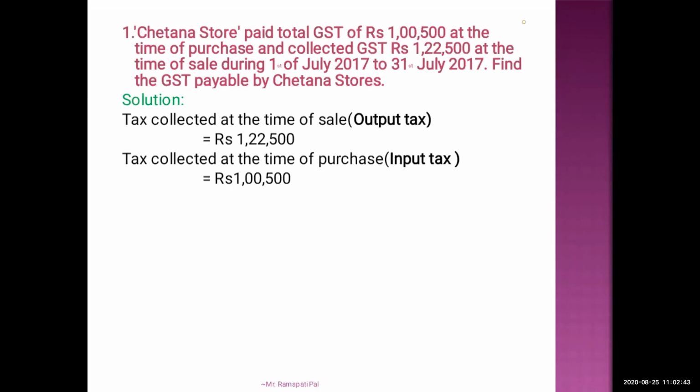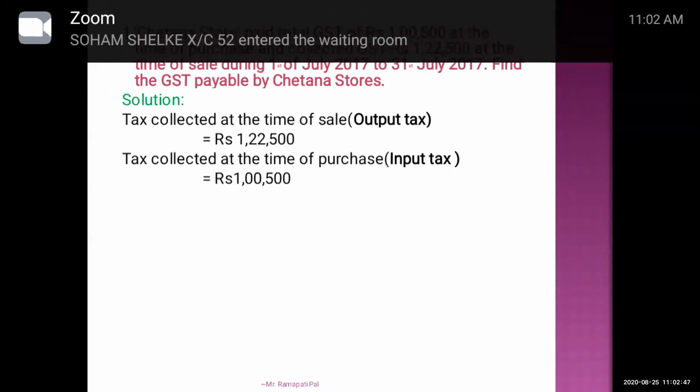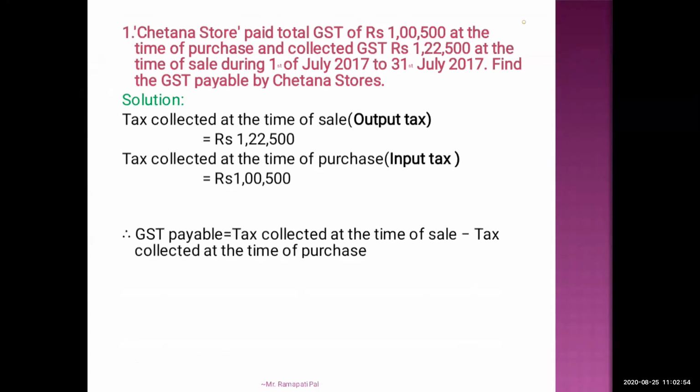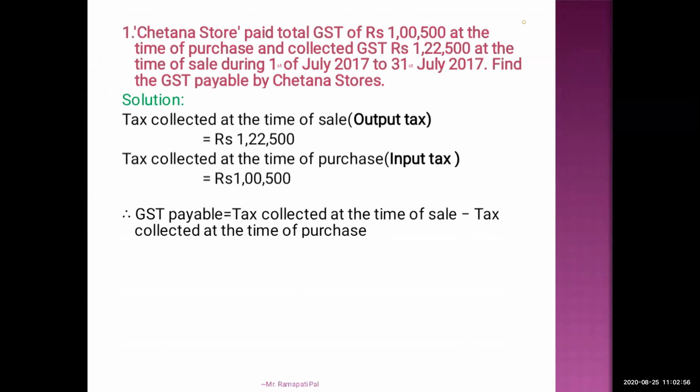Next, what is GST now? Yes, correct. Output tax minus input tax. Very good. So GST payable is equal to tax collected at the time of sale minus tax collected at the time of purchase, means GST is equal to output tax minus input tax. Now substitute the value of output tax and input tax and then subtract it. What will you get?